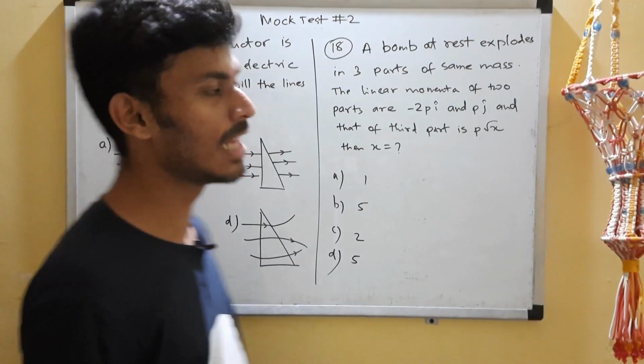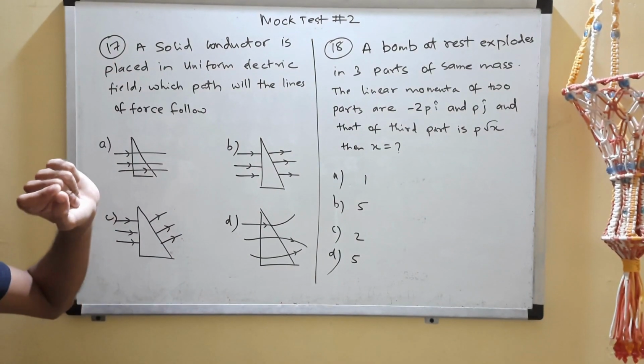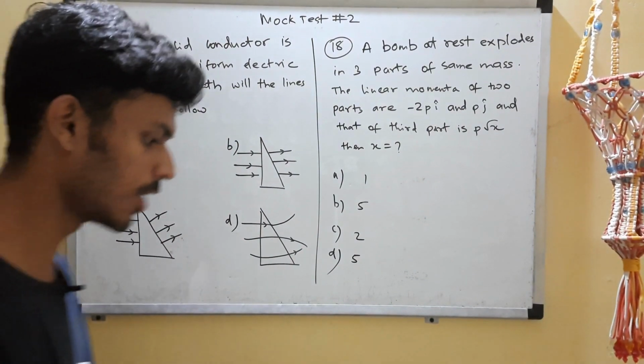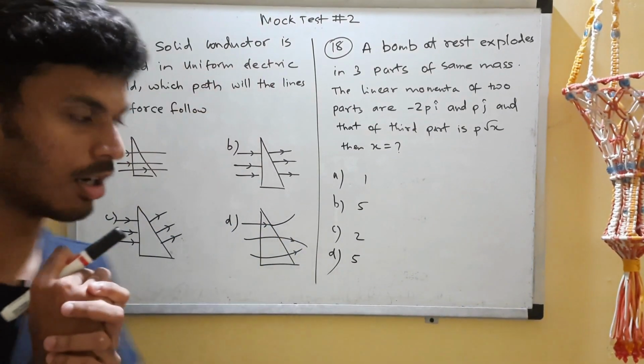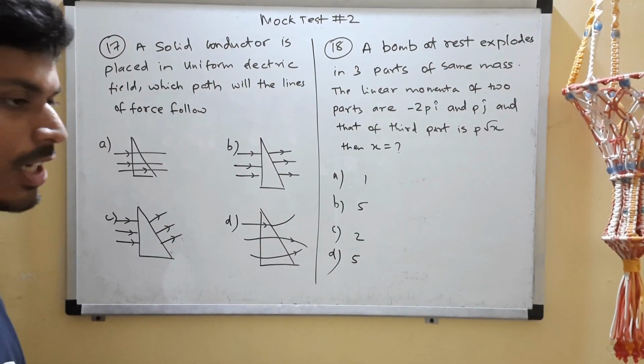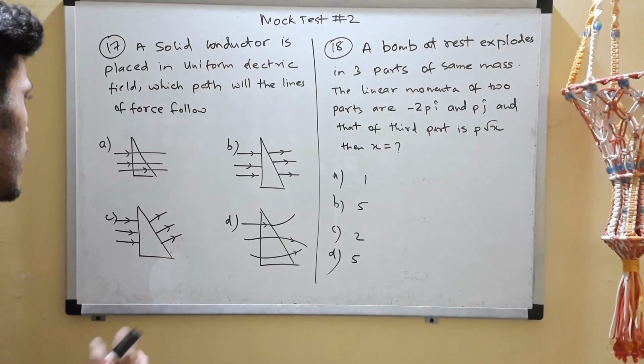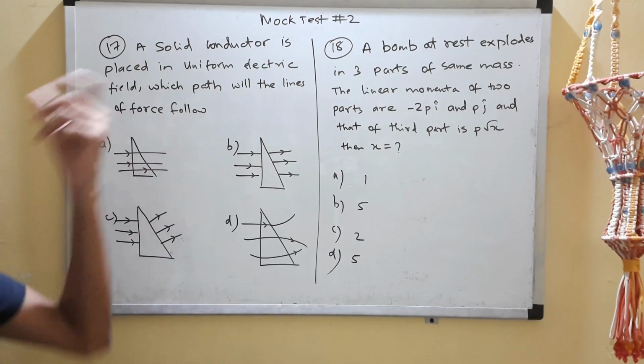Questions 17 and 18 over here. In question 17, we have placed a solid conductor in an electric field. You are supposed to guess what will be the path of the lines of force. Lines of force basically mean electric field. It's a very old word for it. Anyways, let's discuss this now. So we have a solid conductor.